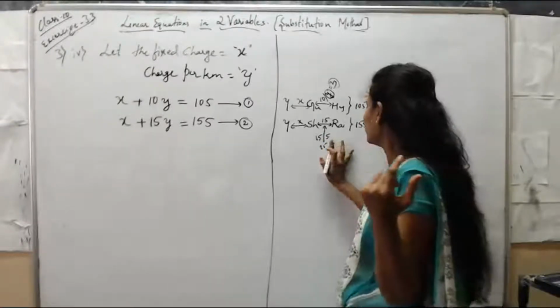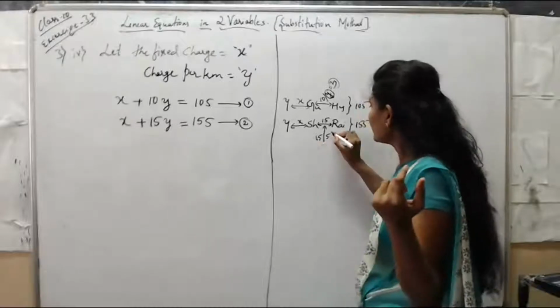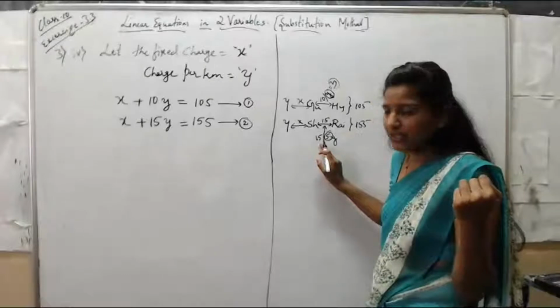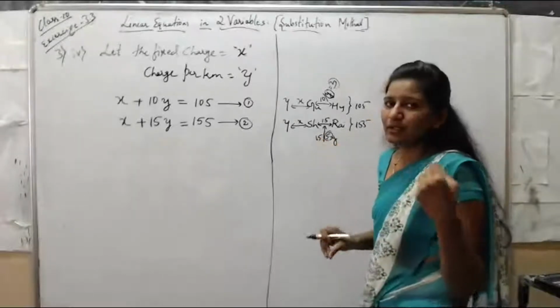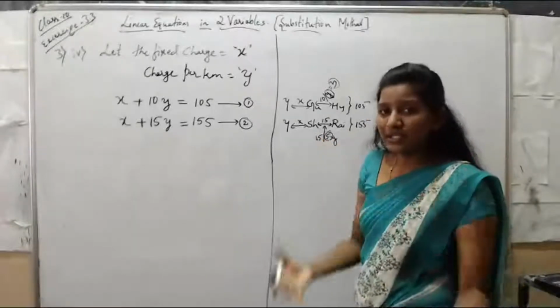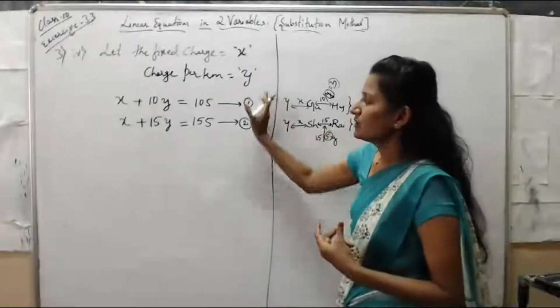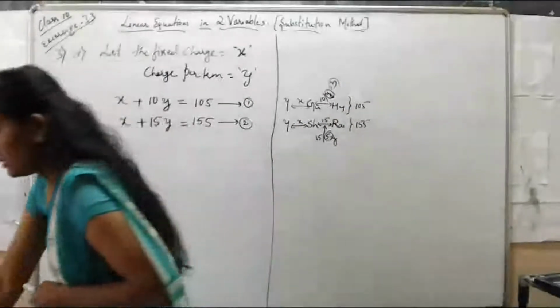Like this. This is per kilometer; the y value is per kilometer. He has traveled 15 kilometers at 5 rupees per kilometer. But we don't know how much he has charged. We have to calculate it by using these two equations.